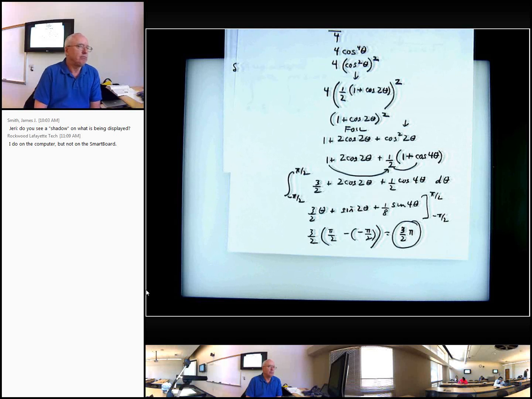For us, when we see it displayed on the wall, it looks fine. But what I'm seeing, just like you're saying on the computer, I'm seeing a shadow. What about Eureka? Are you guys able to look at that without seeing a shadow? Do you have a smart board or something that you look at?